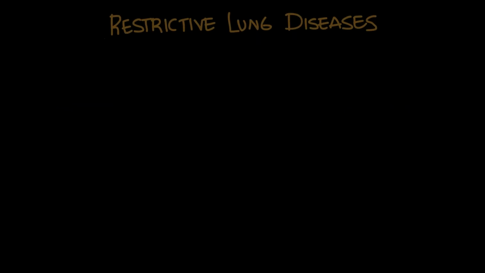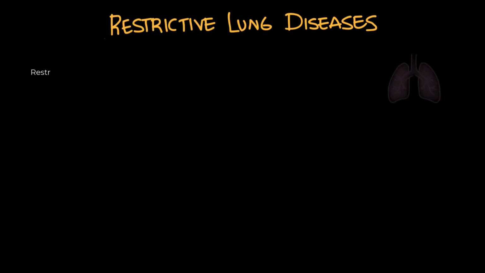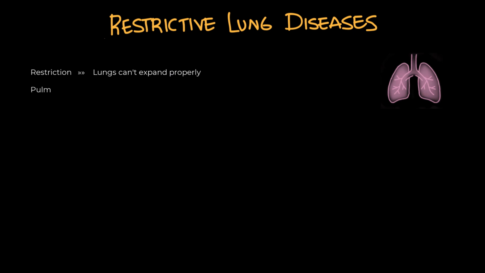In restrictive lung diseases, the problem is different. We have restriction, meaning the lungs can't expand properly. They might be stiff, like scarred lung tissue in pulmonary fibrosis, or they might be limited by something around them, like in severe obesity, neuromuscular diseases, or chest wall disorders, like scoliosis. So the main problem is that the lungs can't expand properly, and it's hard for air to come in.